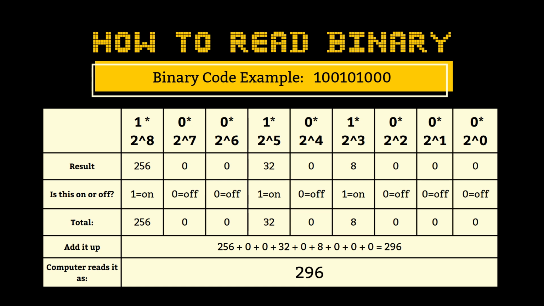So 100101000 actually means 1 times 2 to the 8th power plus 0 times 2 to the 7th power plus 0 times 2 to the 6th power plus 1 times 2 to the 5th power plus 0 times 2 to the 4th power plus 1 times 2 to the 3rd power plus 0 times 2 to the 2nd power plus 0 times 2 to the 1st power plus 0 times 2 to the 0th power. And if we add all of these numbers up, we get 296.